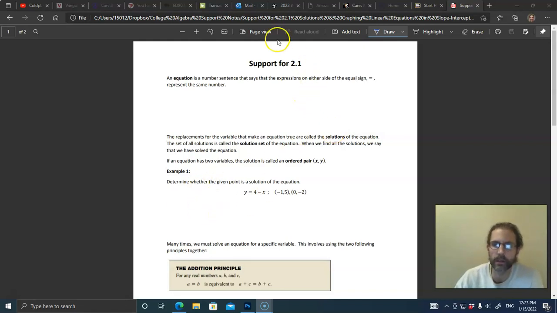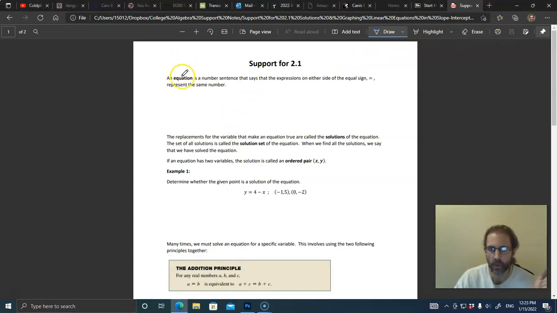Alright guys, we're going to go over the support material for section 2.1 for college algebra. Section 2.1 in college algebra is concerned with graphing equations or graphing functions. So this is a little bit of introductory material.